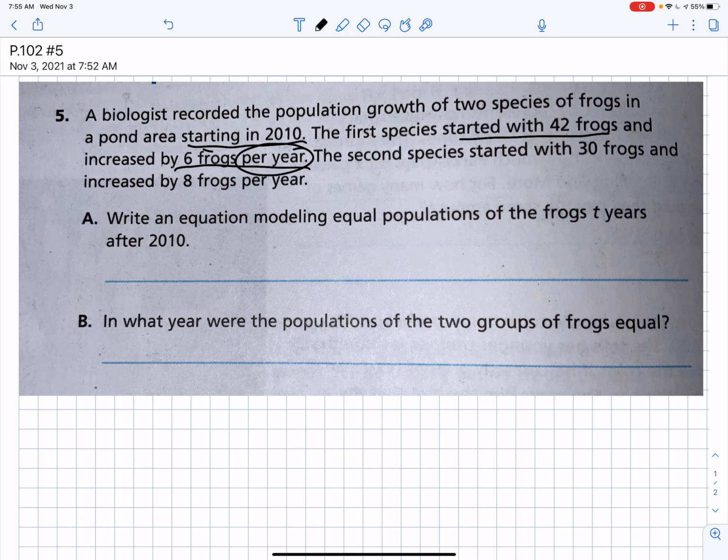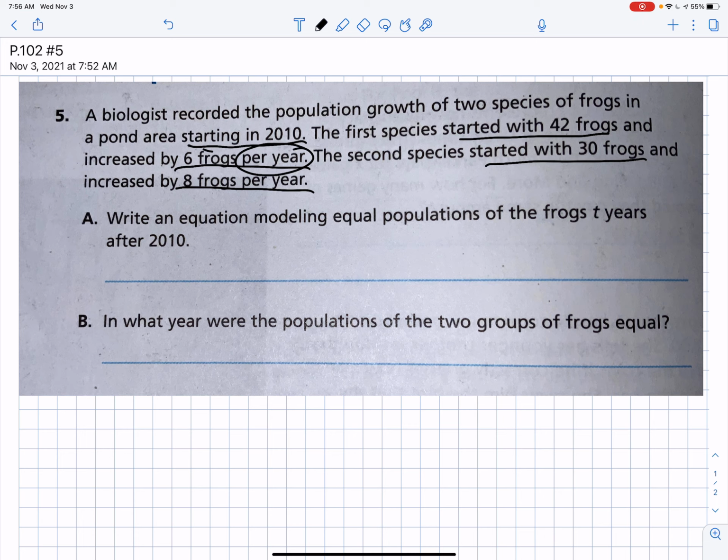So that means 6 is going to be multiplied times a variable, the number of years. The second species started with 30 frogs and increased by 8 frogs per year. So now we go to the questions.